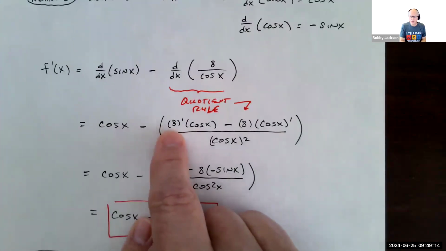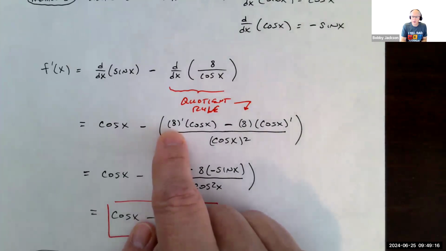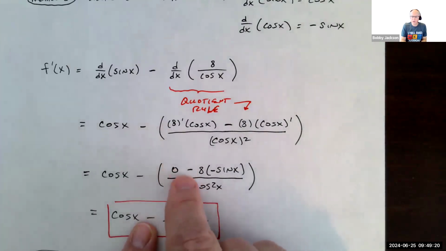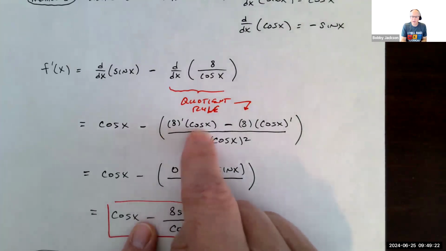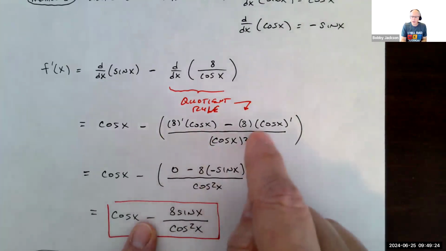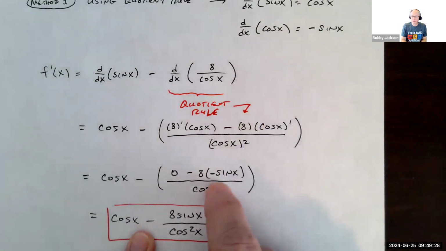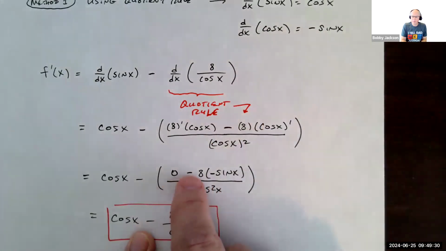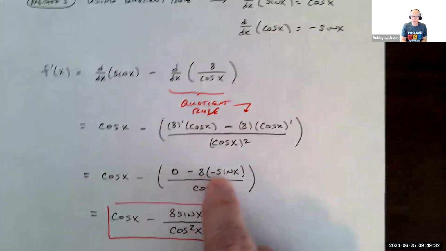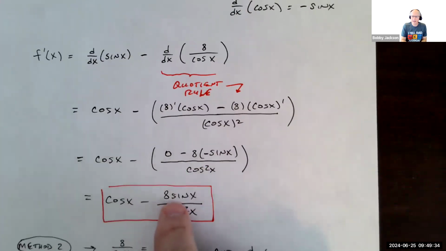But here's the kicker. The derivative of 8 is what? 0, right? Any constant function's derivative is 0. And what's 0 times cosine of x? Well, it's 0. Derivative of cosine of x, as we set up here, is negative sine of x. So be real careful here. I've got 0 minus 8 times the negative sine of x becomes 0 plus 8 sine of x.